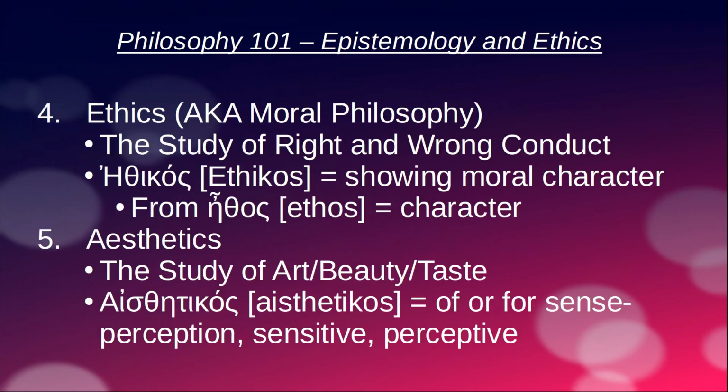The fourth domain is ethics, also known as moral philosophy. It is the study of right and wrong conduct. It comes from the Greek word ethikos, which means showing moral character, which derives from the Greek word ethos, meaning character. And finally, the fifth domain is aesthetics, the study of art or beauty or taste. It comes from the Greek word aesthetikos, of or for sense perception, sensitive or perceptive.